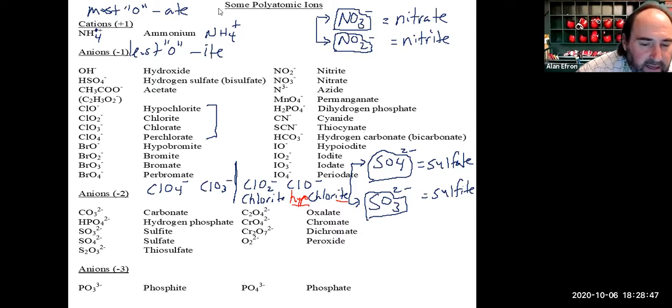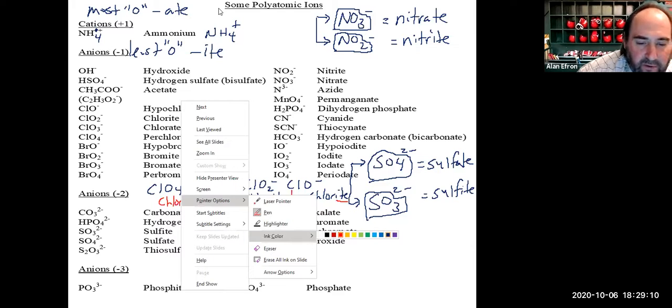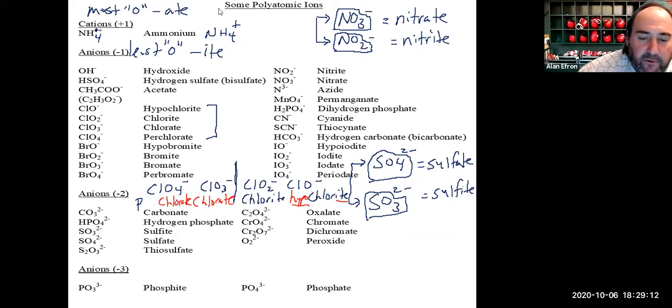And if we go the other way, these guys, the ClO4 minus and the ClO3 minus, have the most oxygens, which means they should end in ATE. So that's like chlorate. That's also like chlorate, but same deal. We can't have the same name for two different things. So in a group of four, the one with the most oxygens, in addition to ending in ATE, will start with per. So that is perchlorate, chlorate, chlorite, and hypochlorite.